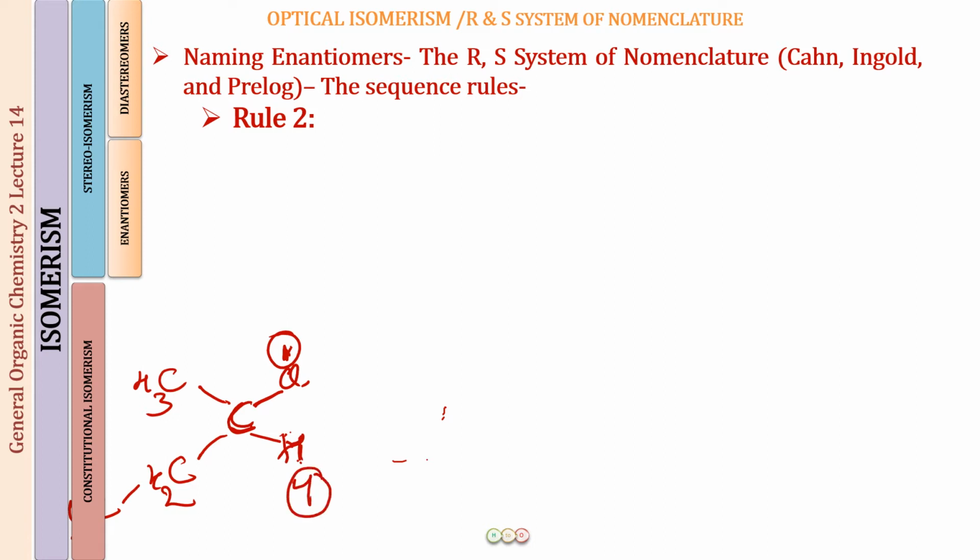Between group number 2 and 3, which is going to be 2 and which is going to be 3? Because the first atom which is attached to the chirality center, in both of these groups, is a carbon. So we cannot decide at carbon atom number 1 over here which is going to be the group of higher priority. So that is where we are going to need rule number 2.